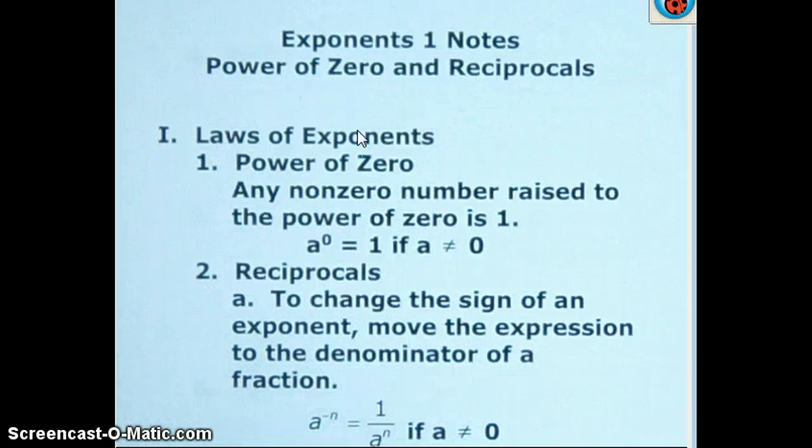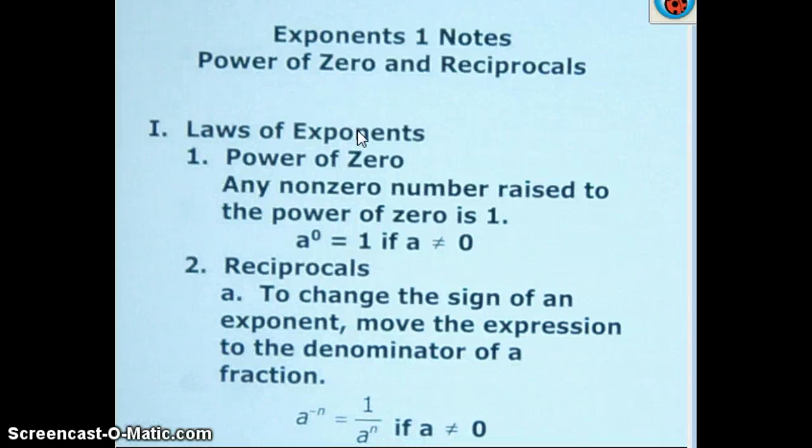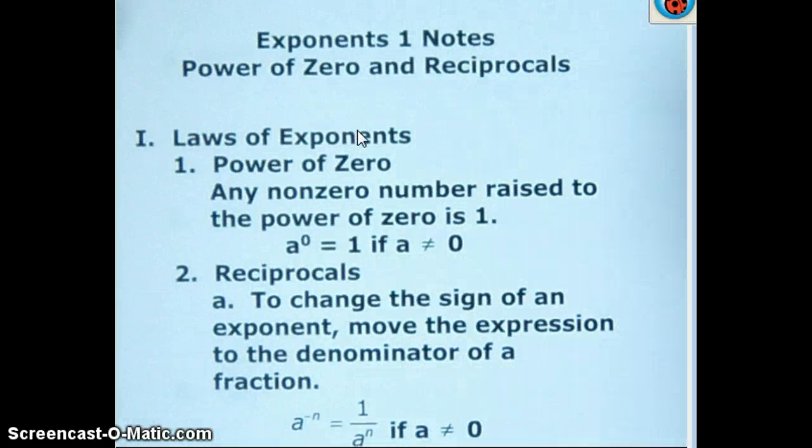Now, each situation that you come across with exponents has its own set of laws. Alright, and there are certain exponents that you can allow to have, and there are certain exponents that you cannot have. And the basics behind these laws is to simplify your problems to make them easier to work with. Alright? The first law we're going to talk about is the power of zero law.